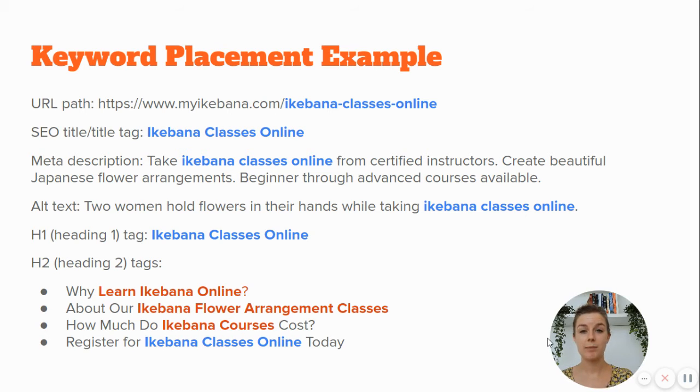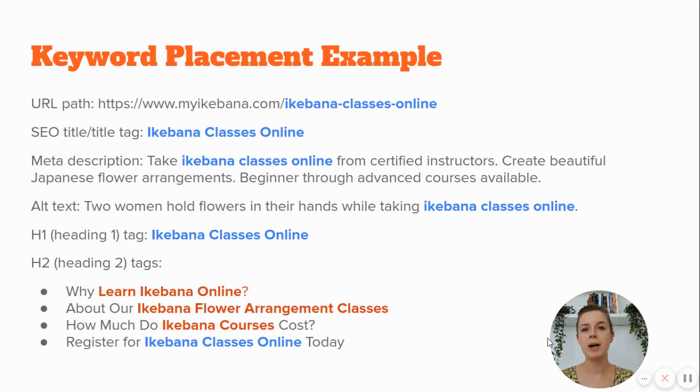The alt text, I'm going to show you that image in a little bit, but I'm just going to plainly describe it: two women hold flowers in their hands while taking Ikebana classes online. And I'm going to use an exact match of my primary keyword and place it in the H1. And then I've taken my secondary keywords and written headings that would entice my users or answer questions my users might be asking.